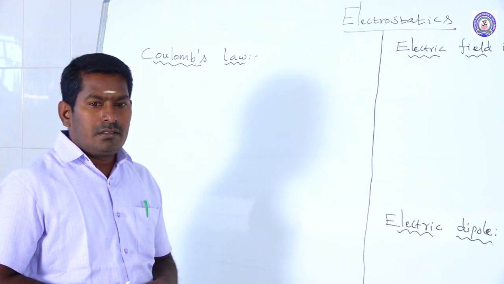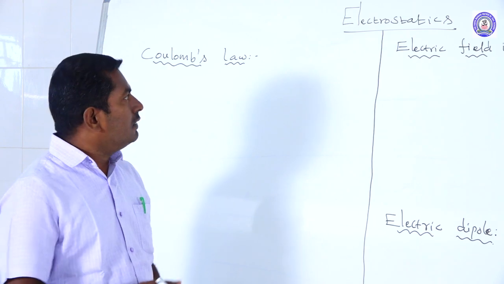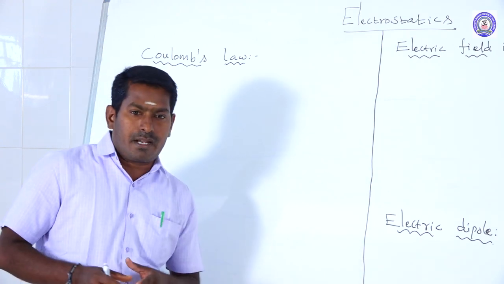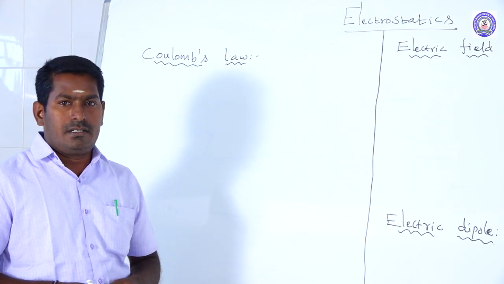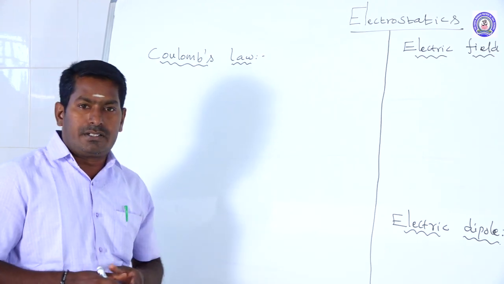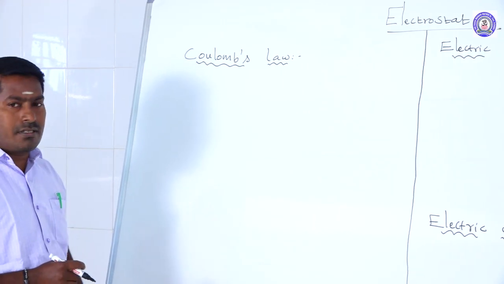Dear students, today we are going to discuss the 12th lesson topic, electrostatics. Electrostatics is a branch of physics which deals with static electric charges. Mainly we are going to focus on important topics in the electrostatics lesson. First, Coulomb's inverse square law in electrostatics.